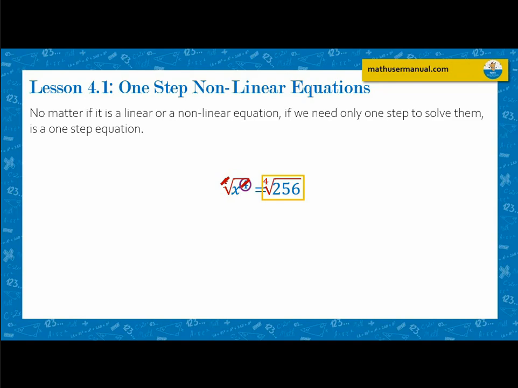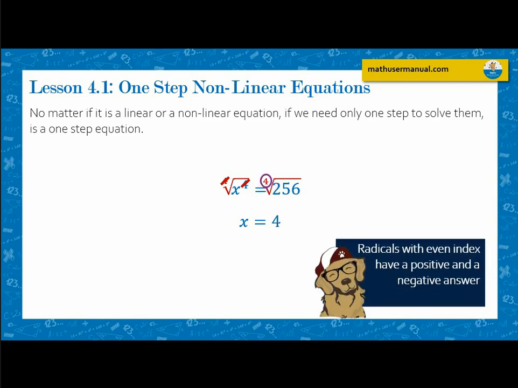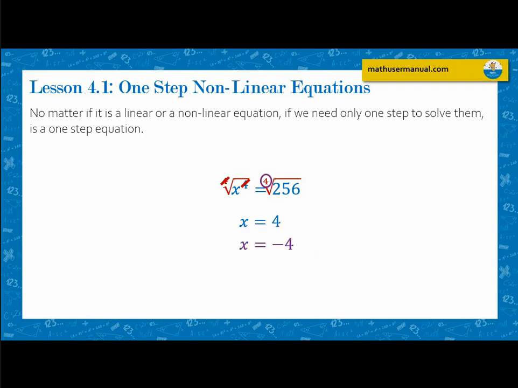Now we can do the calculation. The fourth root of 256 is equal to 4. But one more time, let's take a closer look at our index. Our index is 4, and 4 is an even number, meaning we'll have to consider both the positive and the negative solution. So x equals -4 is another solution. And the two possible solutions for this problem are x equals 4 and x equals -4. Let's review one last problem.